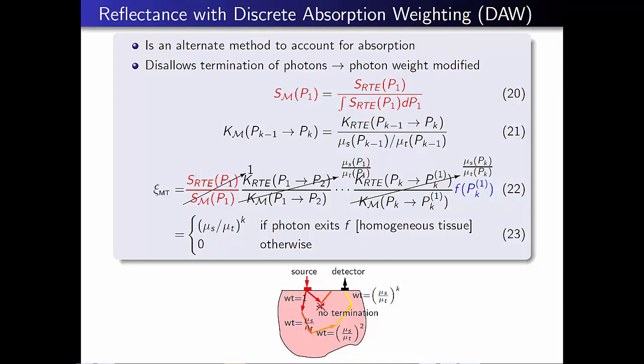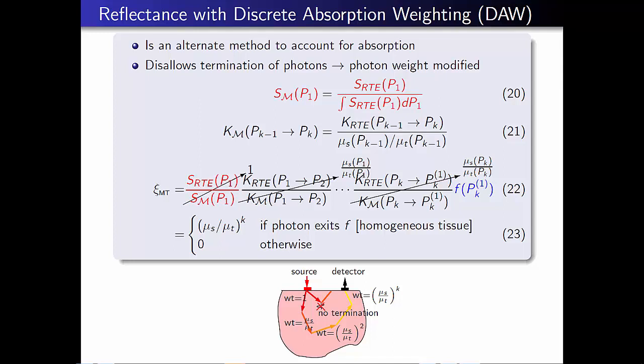So an alternate, we heard about discrete absorption weighting this morning, and it's an alternate method to account for absorption. And it has pluses and minuses. It depends on the situation. So a lot of times it can reduce variance, but it runs a lot longer. In this method, we disallow the termination of photons, and that's why it runs longer, because instead of stopping when they get absorbed and starting a new one, you run it till it exits the surface of the tissue. And so in order to adjust in an unbiased way that we're not terminating those photons, we have to modify the photon weight.